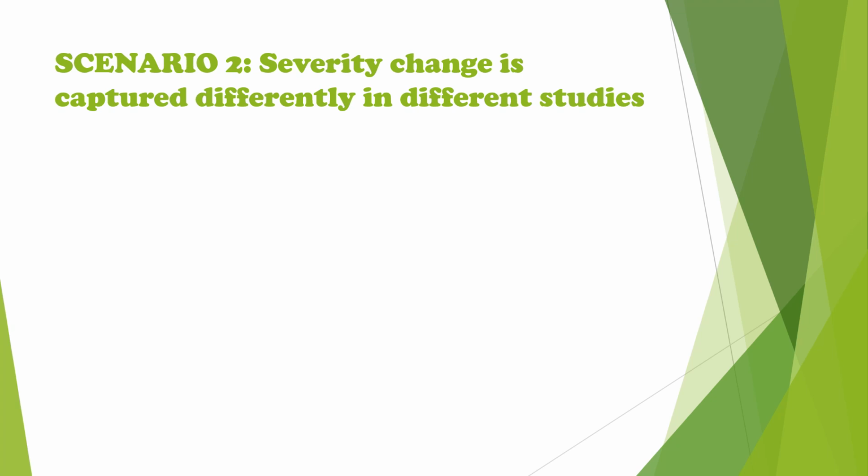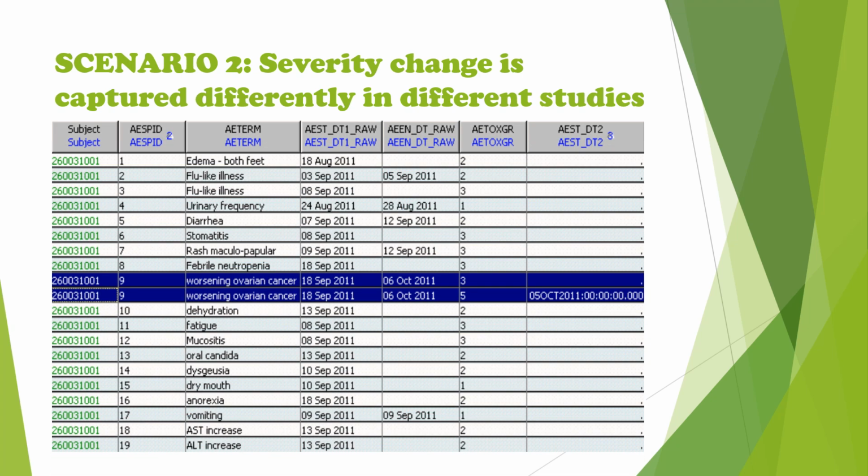Second scenario is where the severity change is captured differently in different studies. In the shown AE dataset, subject has an AE, worsening of ovarian cancer, that started on 18 September 2011 and ended on 6 October 2011. However, the severity of this AE worsened on 5th of October 2011 and is captured as a separate record. This whole episode of AE is captured in two observations with the same AE spade ID. One observation for the actual AE and another for the same AE with changed severity.